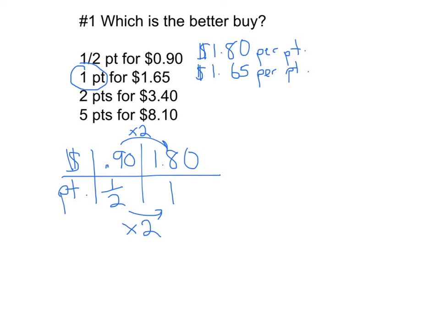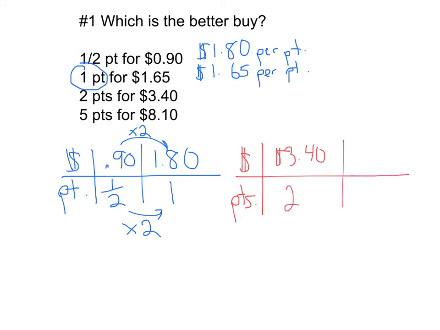The next one is 2 pints for $3.40. So it's still money, still pints. This time it's $3.40, and that's 2 pints. Again, because I'm talking about unit price, I'm looking for 1 pint, the amount for 1 pint, the amount per pint. So to get from 2 to 1, I'm simply dividing by 2.